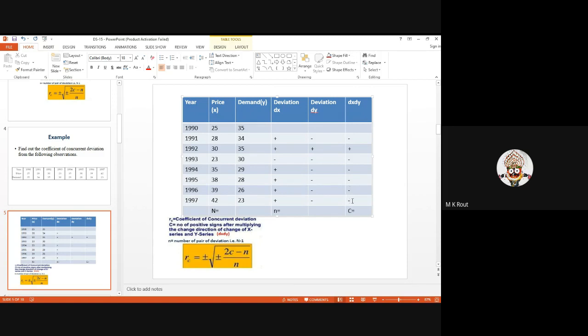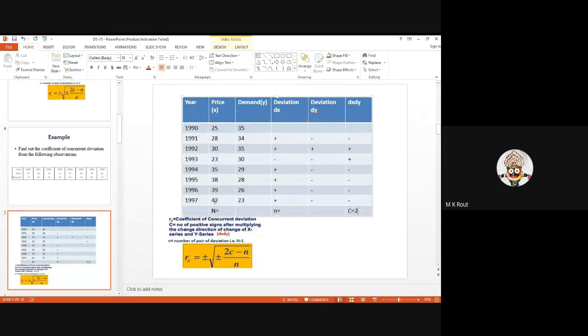Here, what is the value of C? C means the number of positives. There is only one positive here. Sir, the value of C is plus, since negative into negative is positive, right? The third one is positive, plus. Okay, and the rest are negative. Is it clear? Yes, sir. Okay. So here, two positives are there. The C value is 2. Is it clear? Yes, sir.